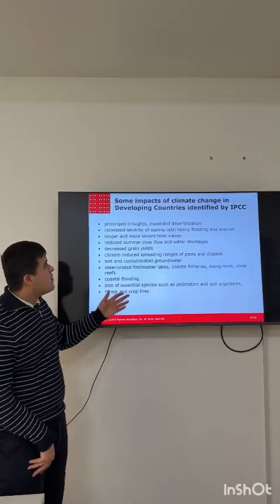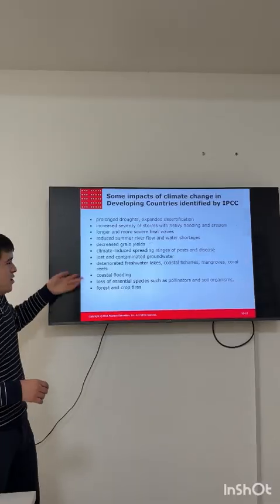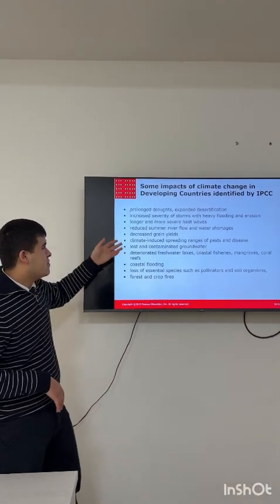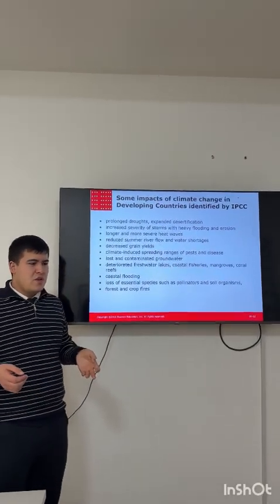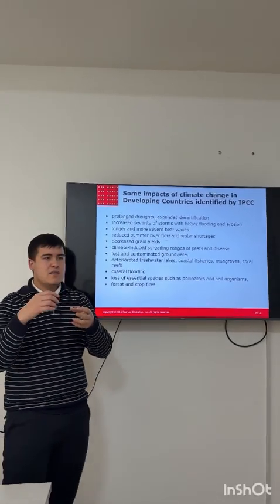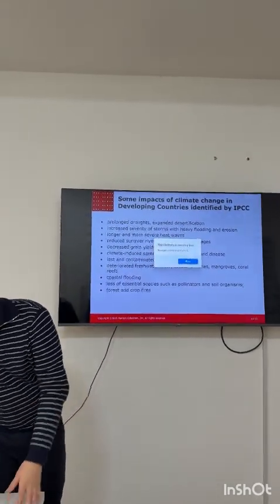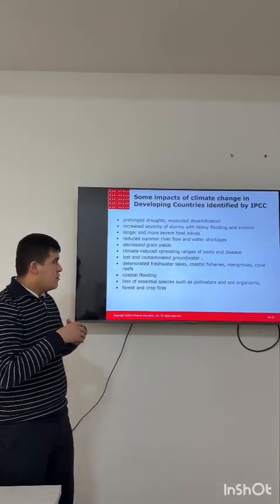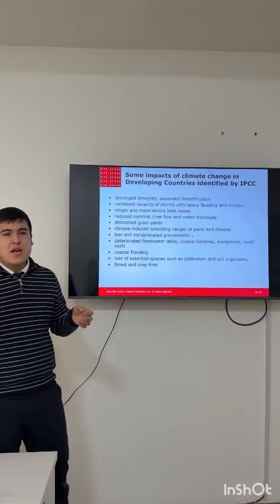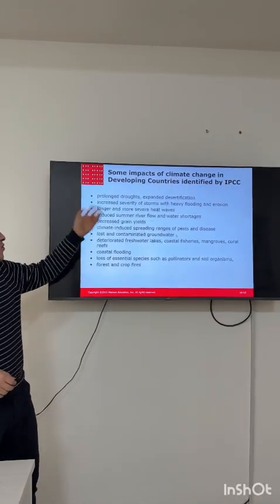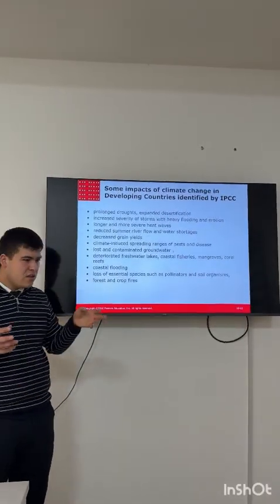And now some effects of climate change in developing countries identified by the IPCC. I'll tell about one sentence. Prolonged droughts, expanded desertification, increased severity of storms, heavy flooding and erosion. With the melting ice, there will be much water, and it will cause more storms, and more storms cause fish and other river animals to die, and longer and more severe heat waves, reduced summer river flow and water shortages, and decreased crop yields and others.